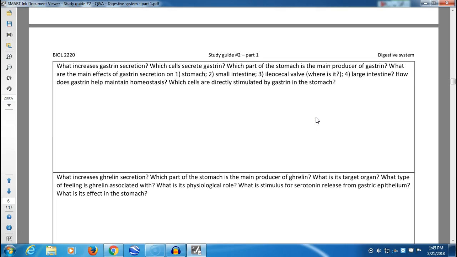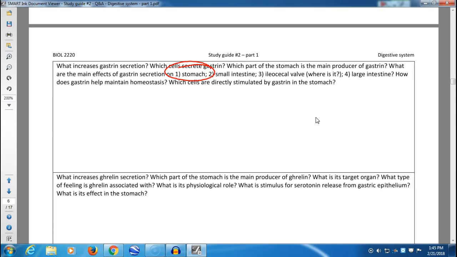So what does gastrin do to the stomach? Let's talk about stomach first. Gastrin stimulates release of histamine. Gastrin stimulates histamine, and histamine stimulates HCl. Are we cool about it?